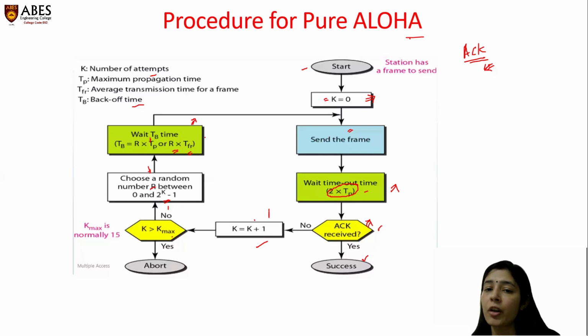So the station will wait for this back off time. The station waits for this back off time to include randomness, so that the stations will not send the data at the same time again, and so that we can avoid or reduce the number of collisions.